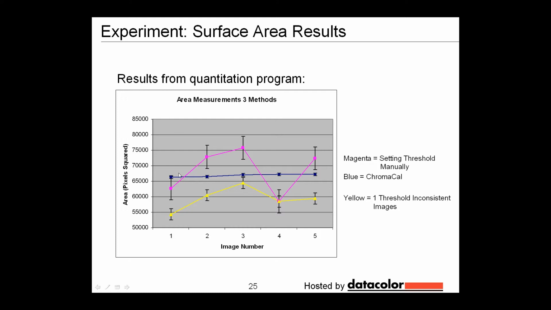So you can see that along my y-axis I have the area, and this is in pixels squared, and then each one of these would be the image number. And the magenta is showing my results when I set the threshold manually, and you can see there's quite a bit of variability. And the yellow shows where I've applied one threshold to the inconsistent images, and again you see the variability. But when I apply one threshold to the consistent ChromaCal images, you can see that the variability is not so great.